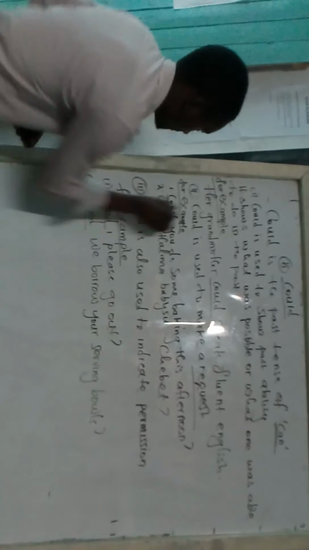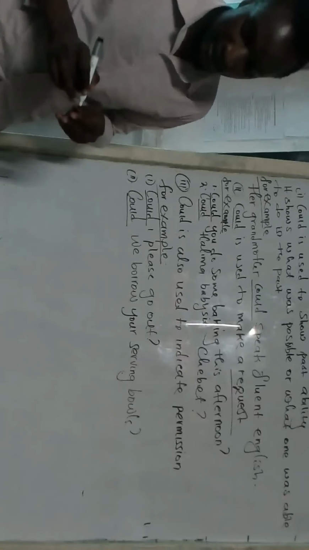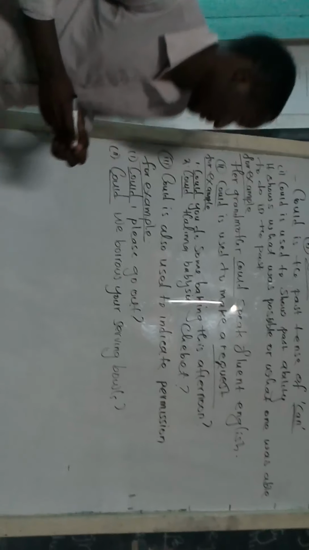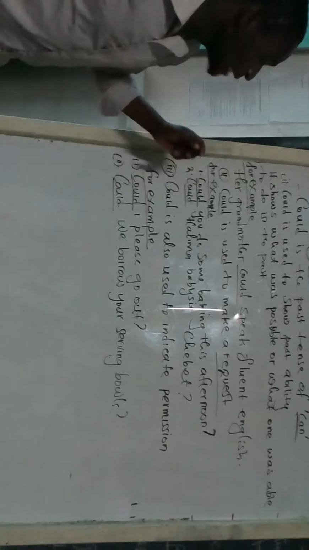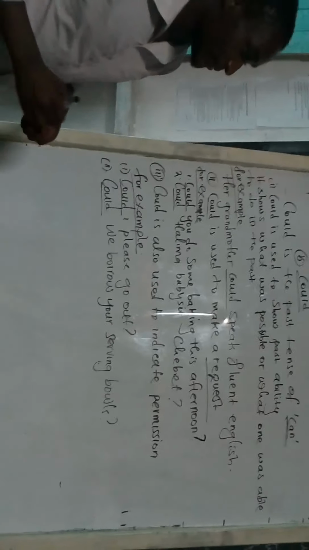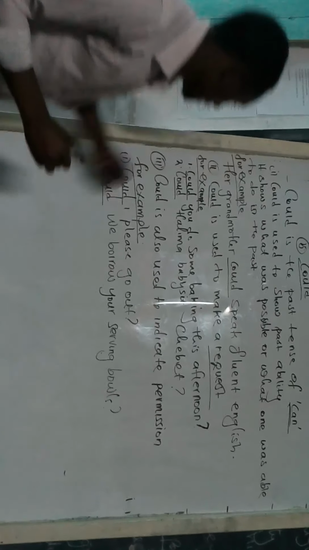Number 2, could is used to make a request. If you want to make a request, you should also use could. Example in a sentence: could you do some baking this afternoon? That's a request, so you have a question mark. Could Halima babysit Jebet? That's also a request.